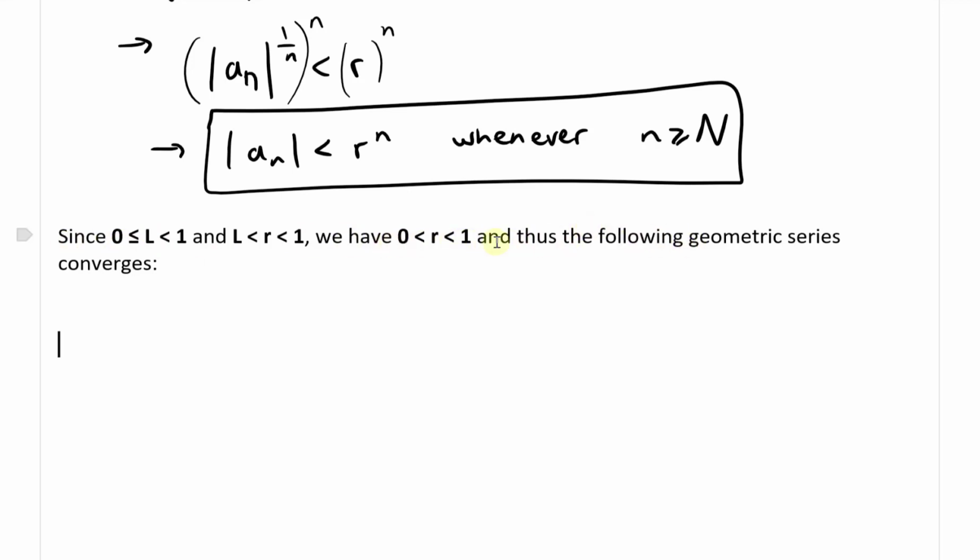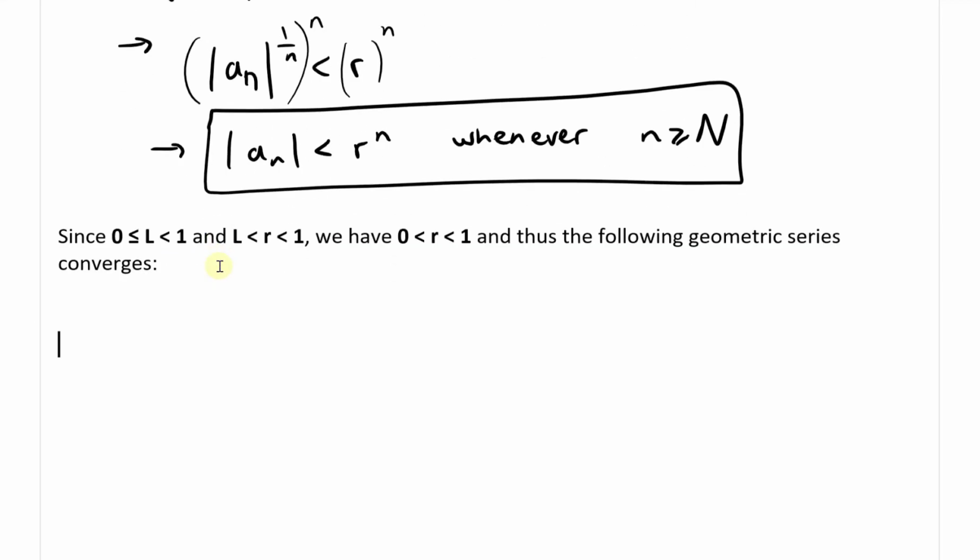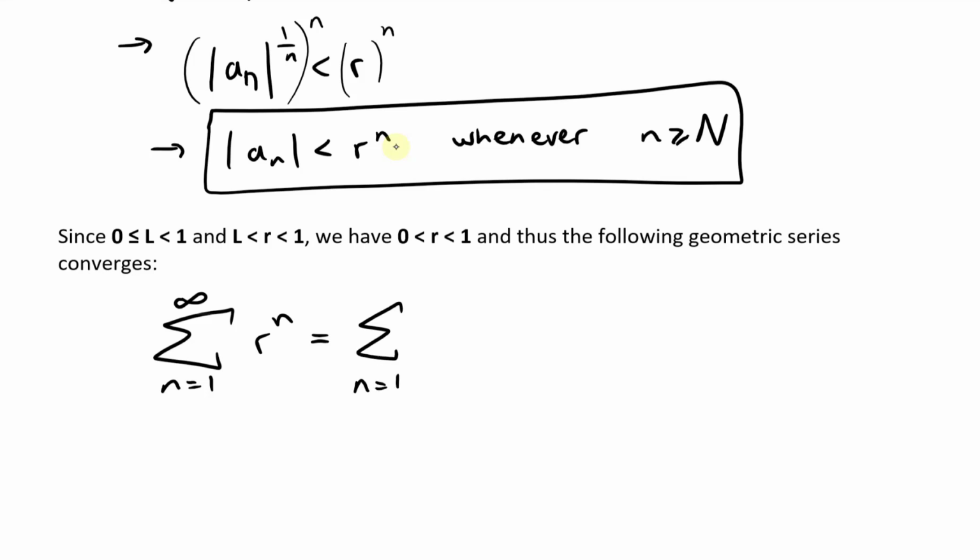And thus the following geometric series converges. Remember, for the geometric series, if R is less than 1, then it's convergent. In other words, this R^n is a convergent series. So we could take the summation from n equals 1 up to infinity of R^n. This is just a geometric series. You could write this just by factoring out an R to make it look exactly the same format.